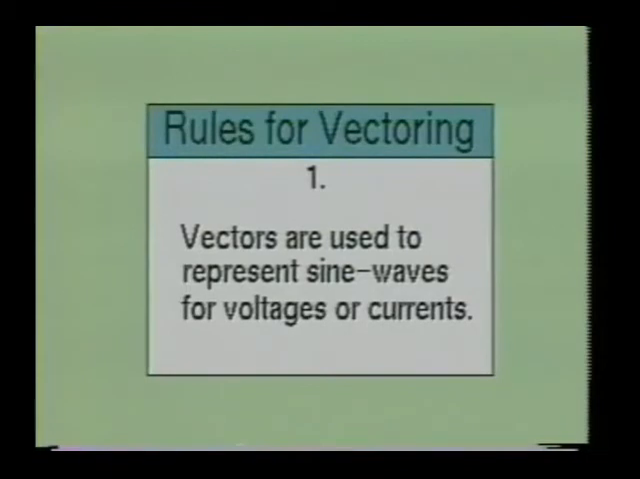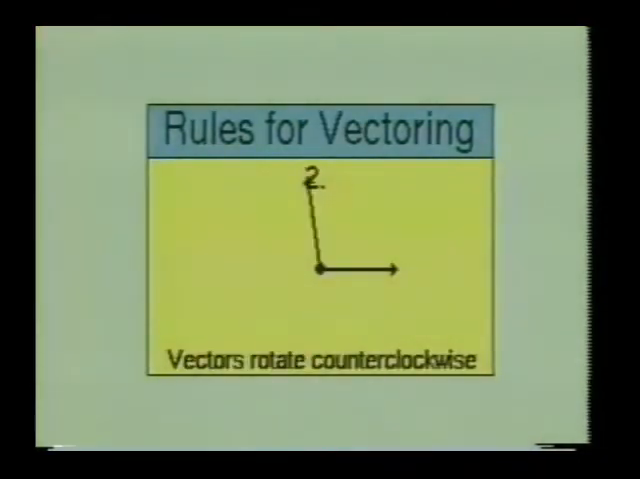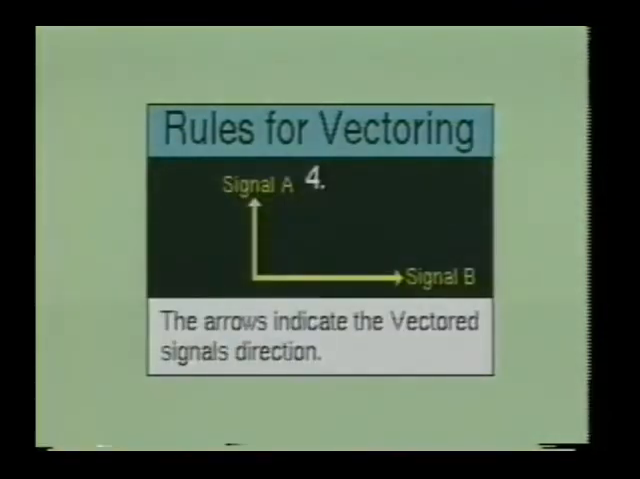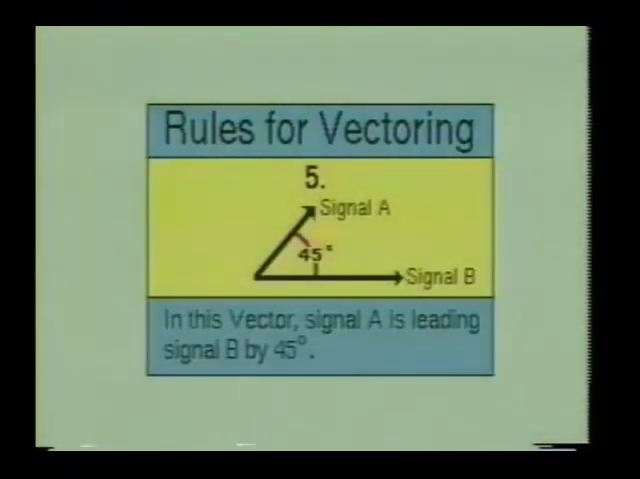There are five rules you should remember when working with vectors. 1. A vector may be used to represent a sine wave of voltage or current. 2. A vector can rotate one full revolution in a counterclockwise direction. 3. The length of a vector represents the amplitude of the signal. 4. A vector has direction as indicated by the arrow. And 5. The phase relationship of two sine waves may be indicated by the angle between the vectors used to represent these waves.